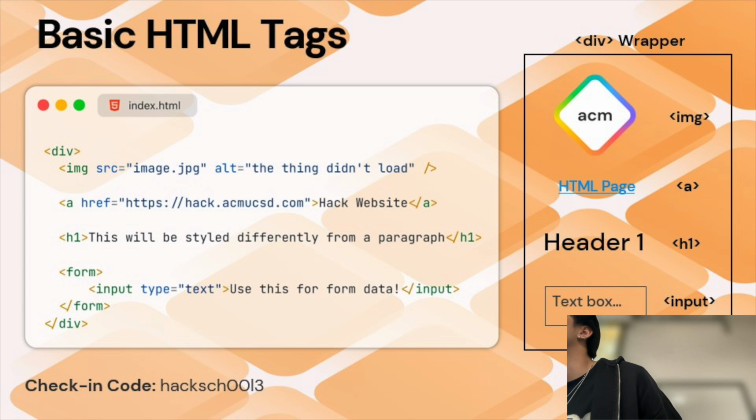Something we kind of brushed over in Hack School 1 is the form. We're going to go over that a little more in today's workshop, but for now, let's take a look at it. For this one, the input type is text, so here you'll be able to put text in, and the text is what shows up in the box.